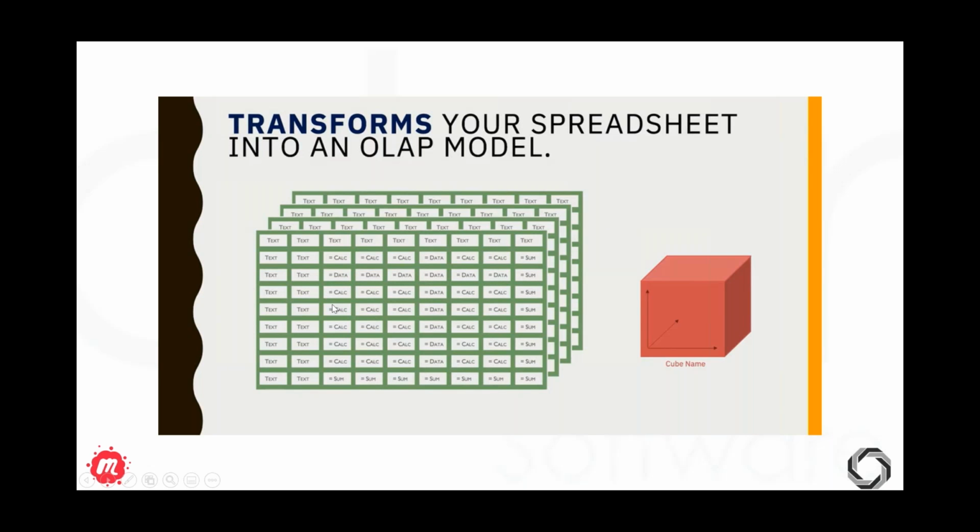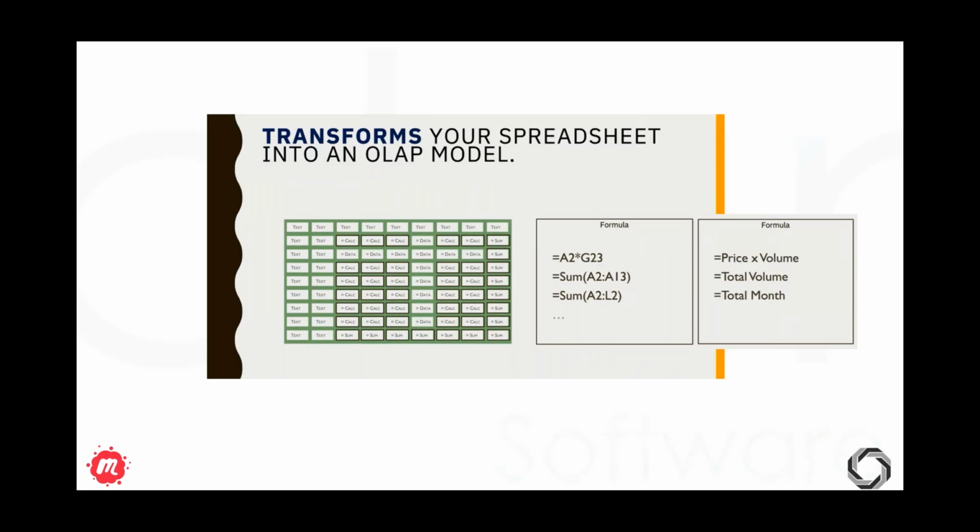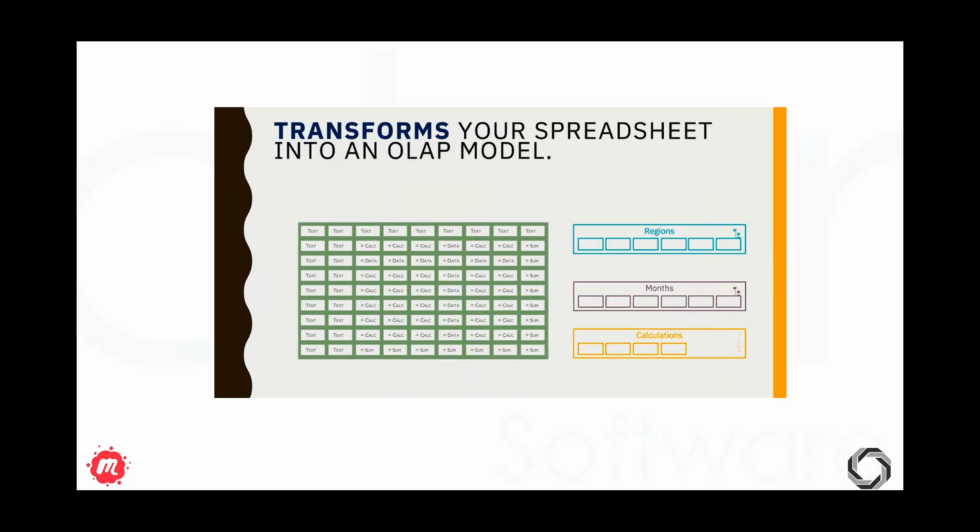So all the data which is sitting in this Excel book will be converted into a cube. And all the Excel formulas, as I mentioned, will get converted into meaningful rules, which is basically TM1 rules. And also, as I mentioned, the hierarchies will also be built on the fly, depending on your data set.